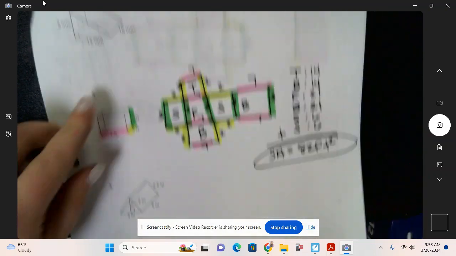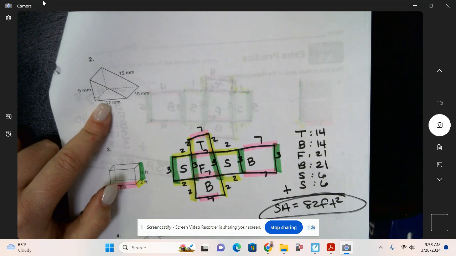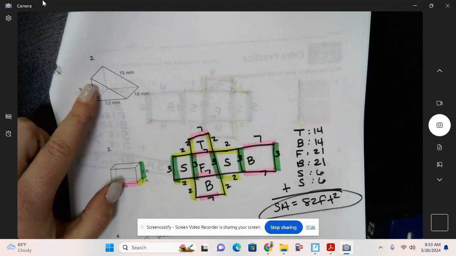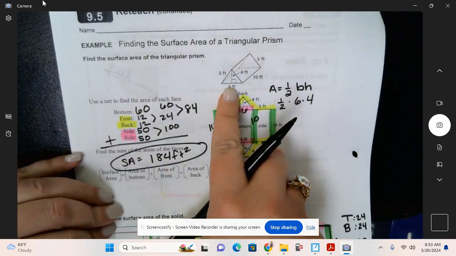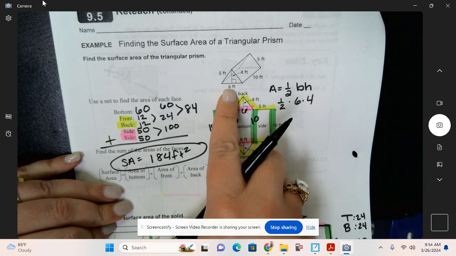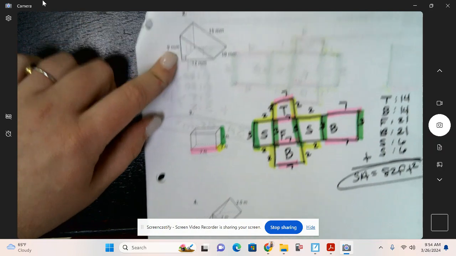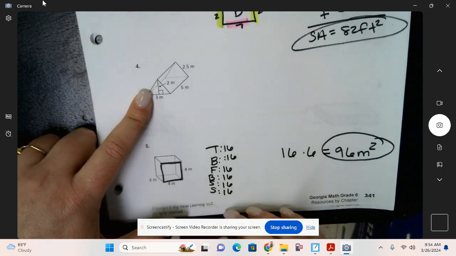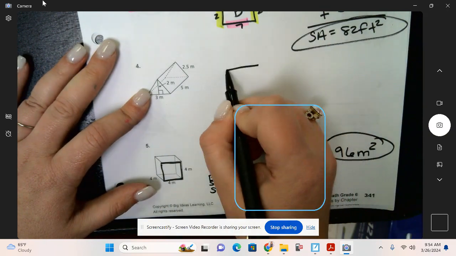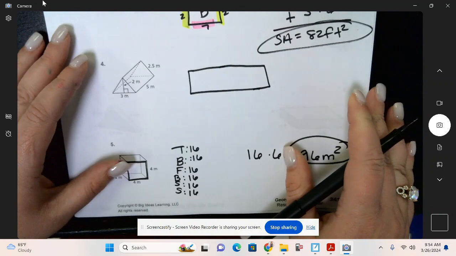All right, I'm going to come back to number 2. The reason I'm coming back to number 2 is if you'll notice, the triangle here is a right triangle, whereas where we did it over here, it was an isosceles triangle. This one is not. So this one we're going to have to do a little bit differently. But this looks like what we just did. So we're going to draw it. We're going to make our little rectangle. Okay, that's the body part.